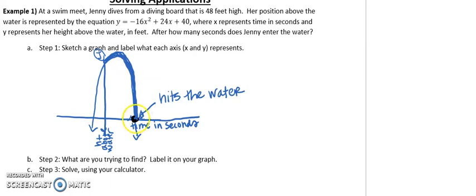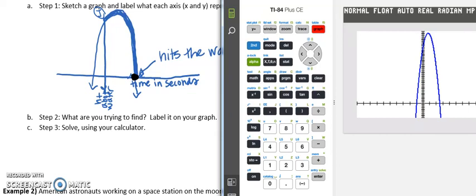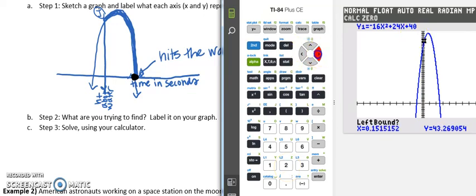We already did this in class. This is a 0, right? So you want to know what this 0 is in the calculator. Again, you're going to hit second, trace. We've already talked about this one in class. Then you're going to hit 0. Put the cursor on the 0. I want to find out where she hits the water, so that's where I'm going to put my cursor.